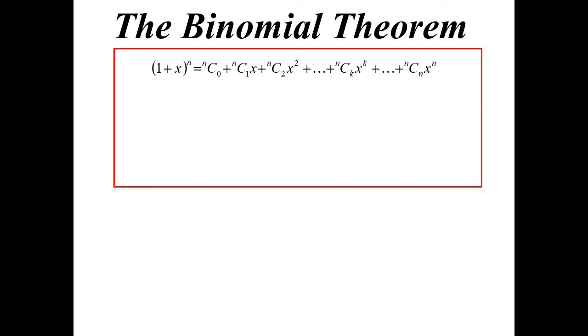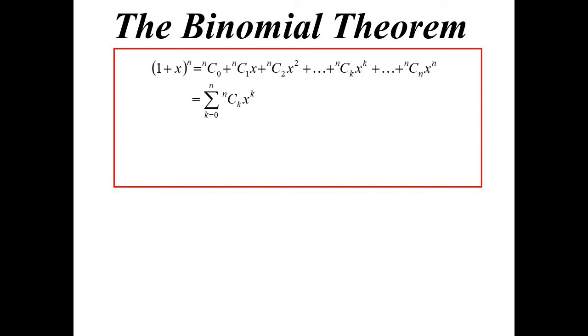Now we're going to take a look at the binomial theorem. The binomial theorem is actually something we've seen, and that is the expansion of (1 + x)^n. So (1 + x)^n is nC0 + nC1 x + nC2 x squared, and so on and so on. Somewhere in the middle we'll have our general term nCk x^k, plus, and we keep going till we get to the end, nCn x^n.